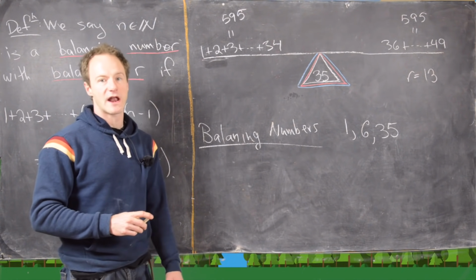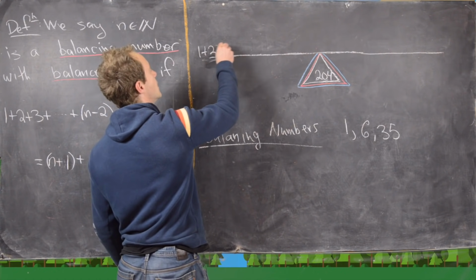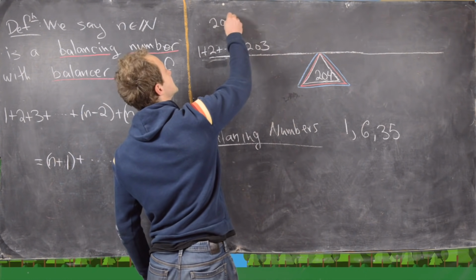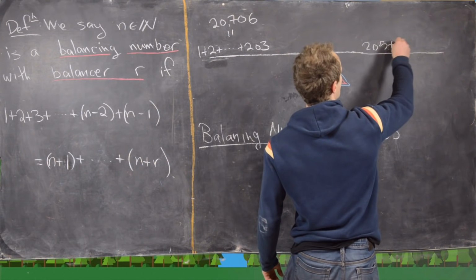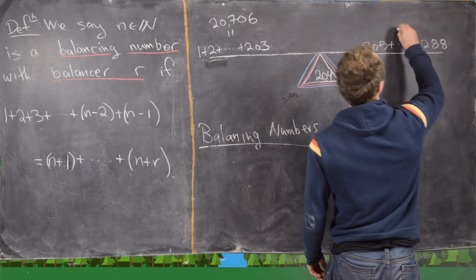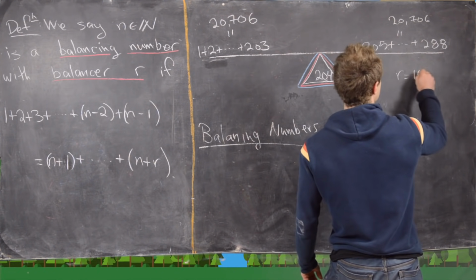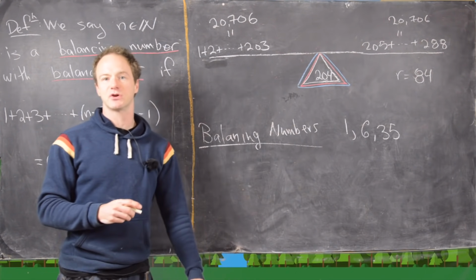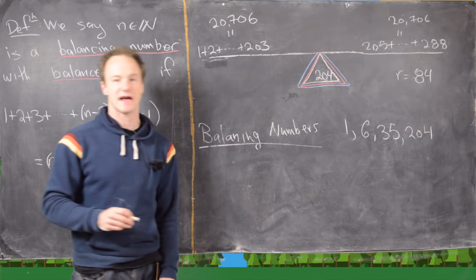Okay, so now what about the one after that? The one after that is 204, and you can check that if you take 1 plus 2 all the way up to 203, if you add all of those numbers together, you'll get 20,706. And then if you similarly take the sum 205 all the way up to 288, then you'll also get 20,706. In this case, you can check that your balancer is equal to the number 84. So we've got a new balancing number 204, and the balancer is 84. And we can add that to our list, 204 as the next balancing number.